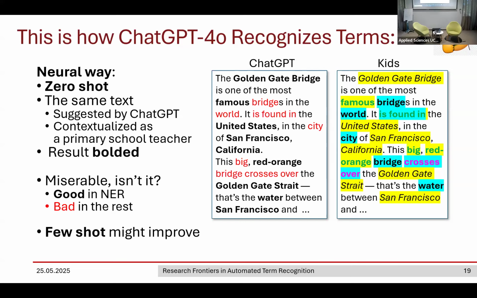And if we look in more detail, we'll see that ChatGPT was good at recognizing named entities like Golden Gate Bridge, United States, San Francisco, California, Golden Gate Strait, and was miserably bad at recognizing the rest. For example, it highlighted famous as a term and did not highlight bridge as a term. I'm quite sure that careful prompt engineering and a few-shot approach might improve the situation. But kids do not do multiple shots.